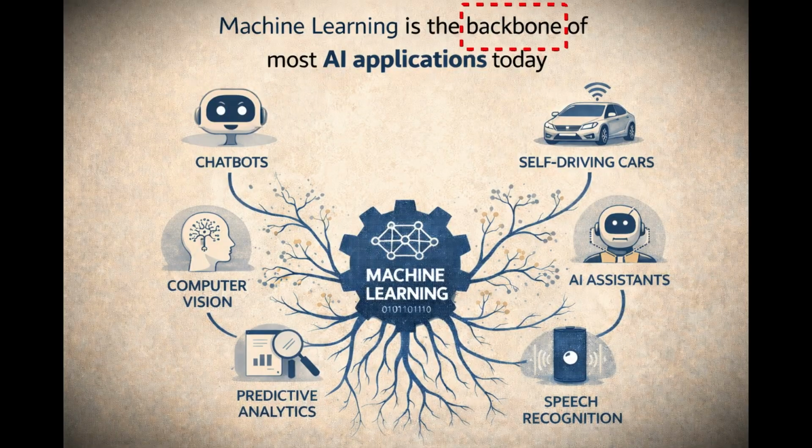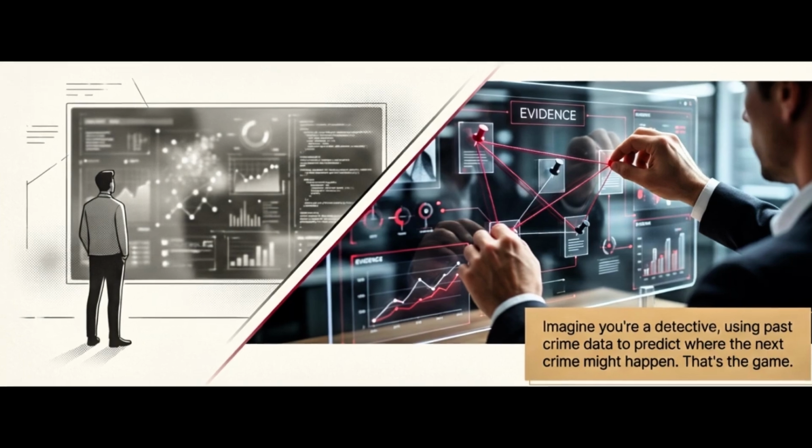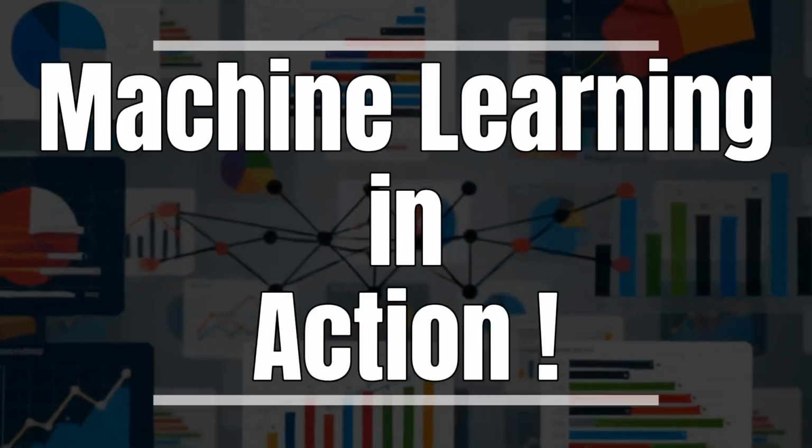Machine learning is the backbone of most AI applications today. Here's the big picture. Machine learning is about finding patterns in data and using those patterns to make predictions. Imagine you're a detective looking at past crime data to predict where the next crime might happen. That's machine learning in action.